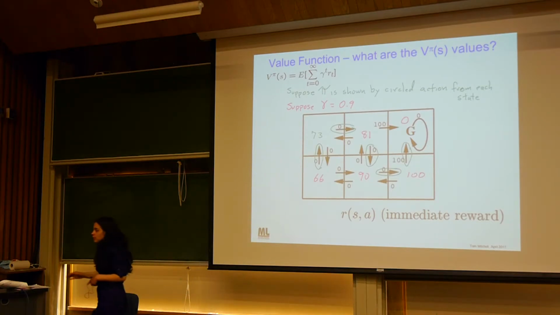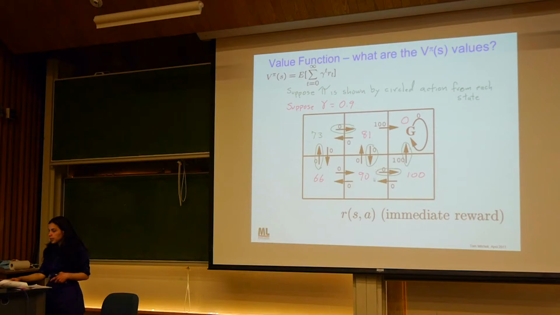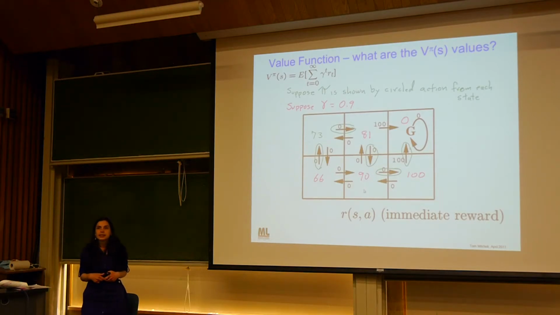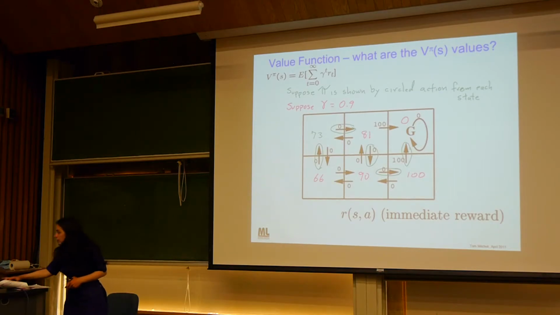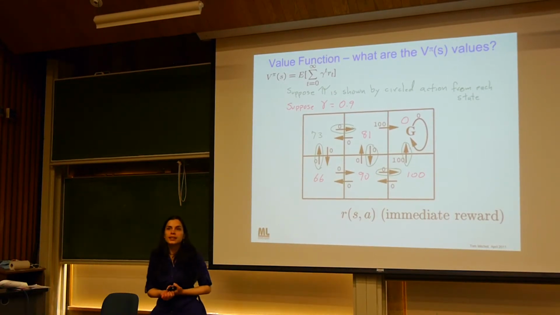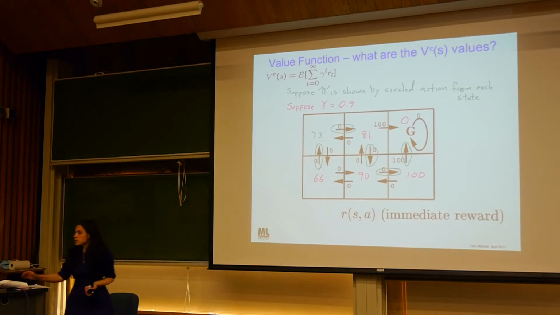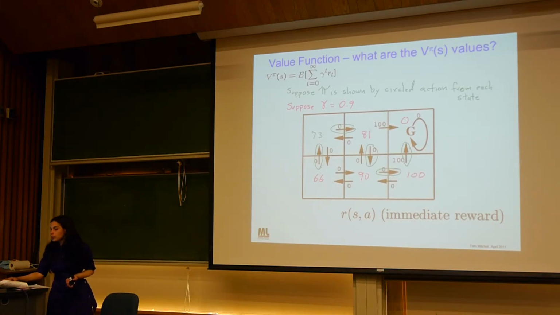Now, what if I'm in this state and then I follow my policy? What do I get? If I'm here, in this state, and I follow my policy, what is the green circled arrow telling me to do? Go right. So if I go right, I get a reward of 0, right? But then 0.9 times 100, right? Because then I'm optimal from that moment on. So that's why it's 90. Okay, how about if I start here?